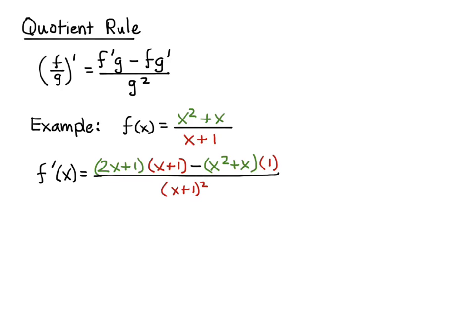Now, a piece of early advice here, don't expand the denominator yet. You may end up expanding it, you may not need to. It's likely you probably won't need to. Okay, so now we need to simplify the numerator. And so we're going to take 2x plus 1 times x plus 1, and we get 2x squared plus 3x plus 1. And then we're going to distribute this negative.